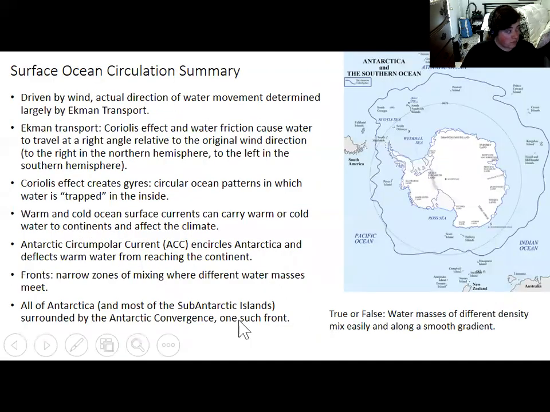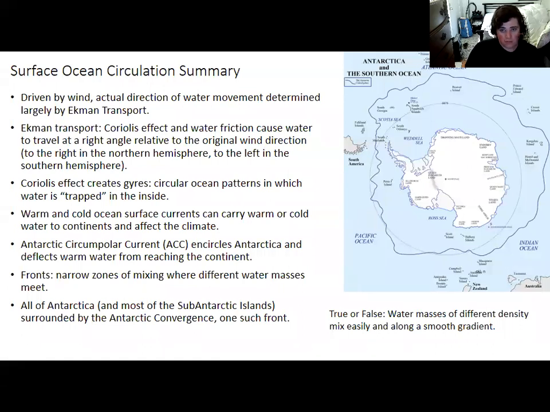Going to surface circulation in particular, we talked about Ekman transport, which was the subject of one of the example questions before, as well as how the Coriolis effect creates gyres in which water essentially just moves in a circle endlessly and traps water in it, and how surface currents can bring warmth to continents, or in the case of the cold, fast Antarctic circumpolar current, block those warm currents from reaching continents.